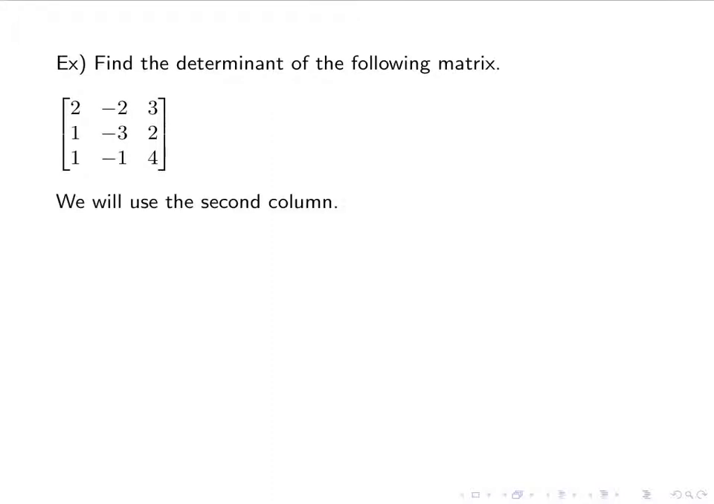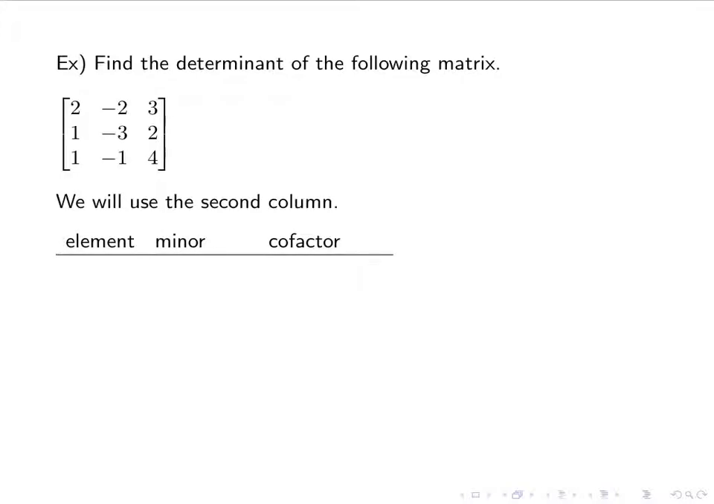So let's try another example. Now we have the matrix 2, negative 2, 3, 1, negative 3, 2, 1, negative 1, 4. Notice there are no zeros in this matrix, so it really doesn't matter which row or column I choose. So I'm going to choose the second column.